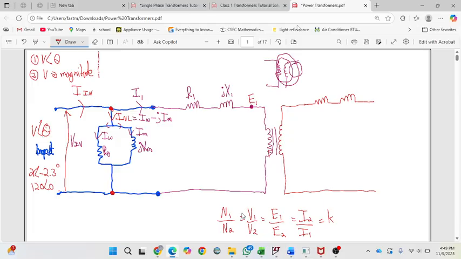An easy way to remember it is that everything on top is 1 and 2 at the bottom, except the current, they just swap. So V1 and V2, those values that you get in the question itself, these are your rated voltages.